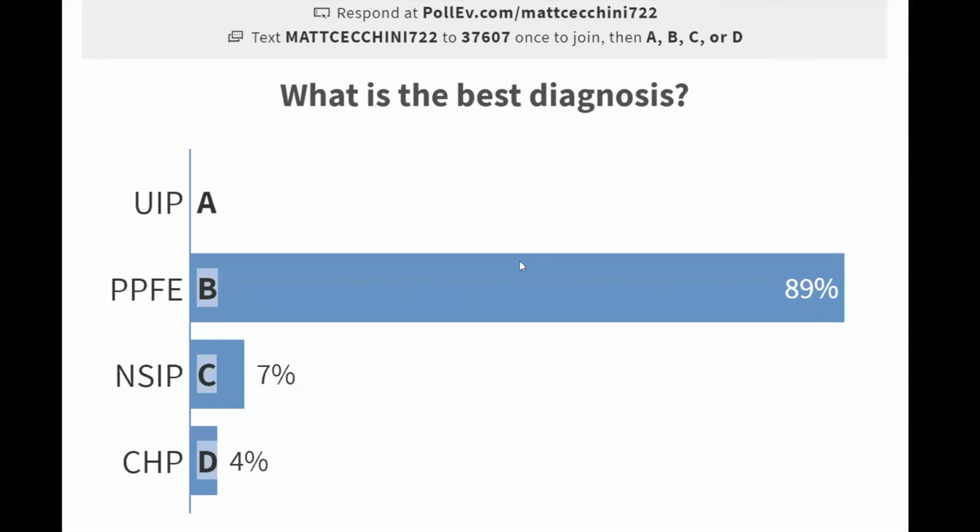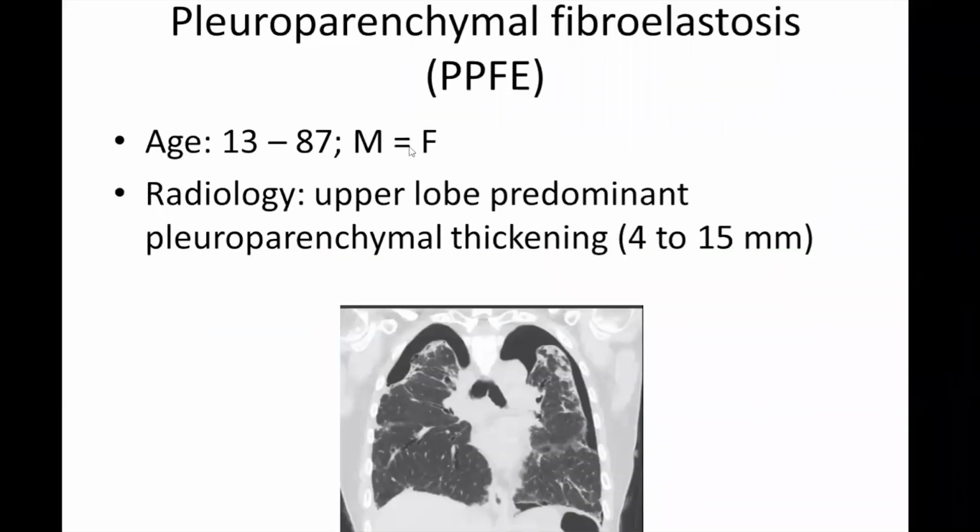Great job. So this is a case of PPFE, or pleural parenchymal fibroelastosis. PPFE can occur over a broad range of ages, and it has a relatively equal distribution between males and females. Radiologically, it has a very classic appearance. This patient actually had a pneumothorax, which can often be seen in these cases.